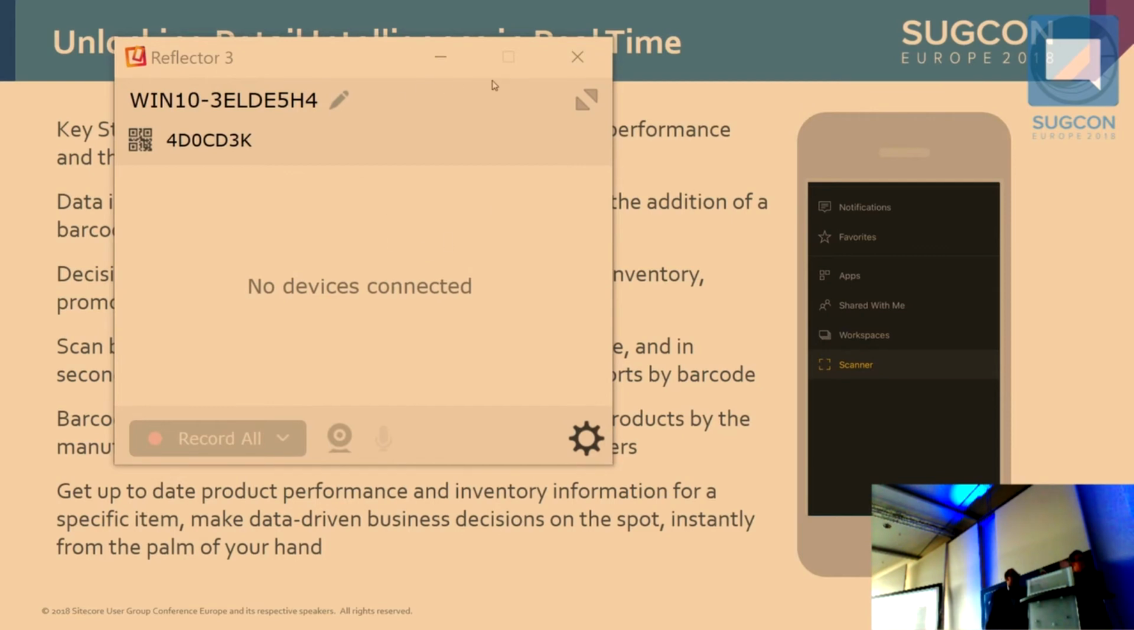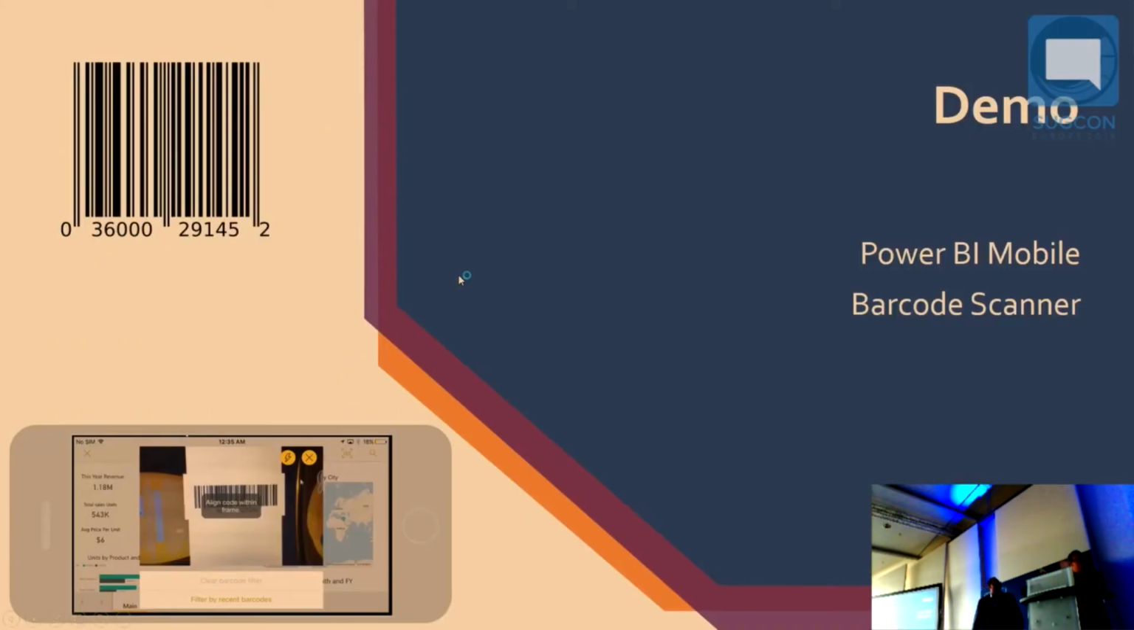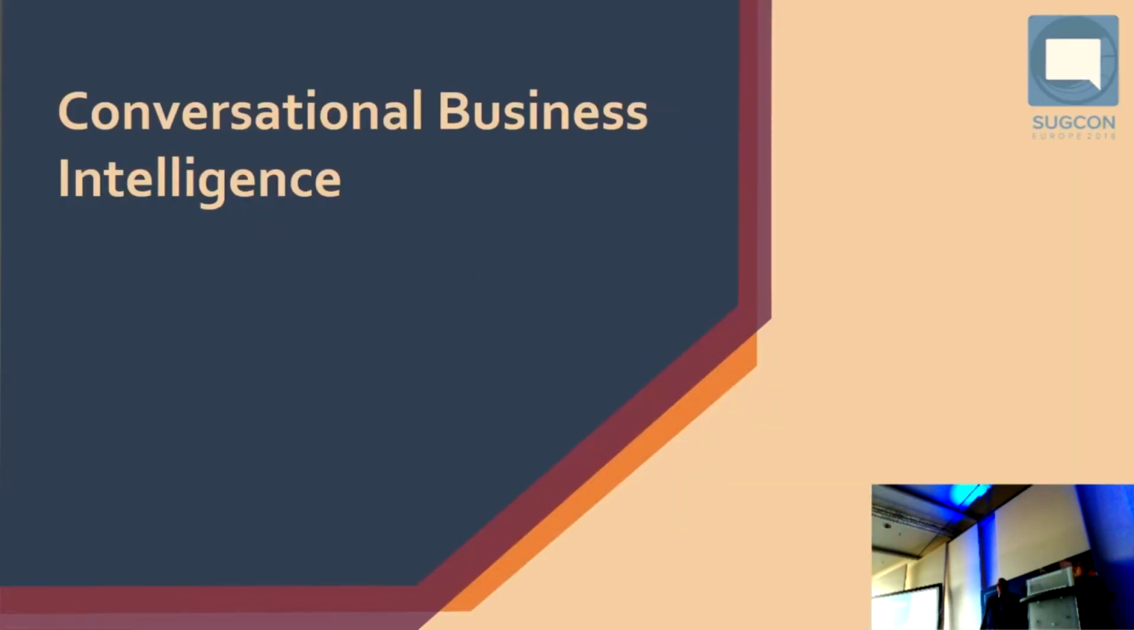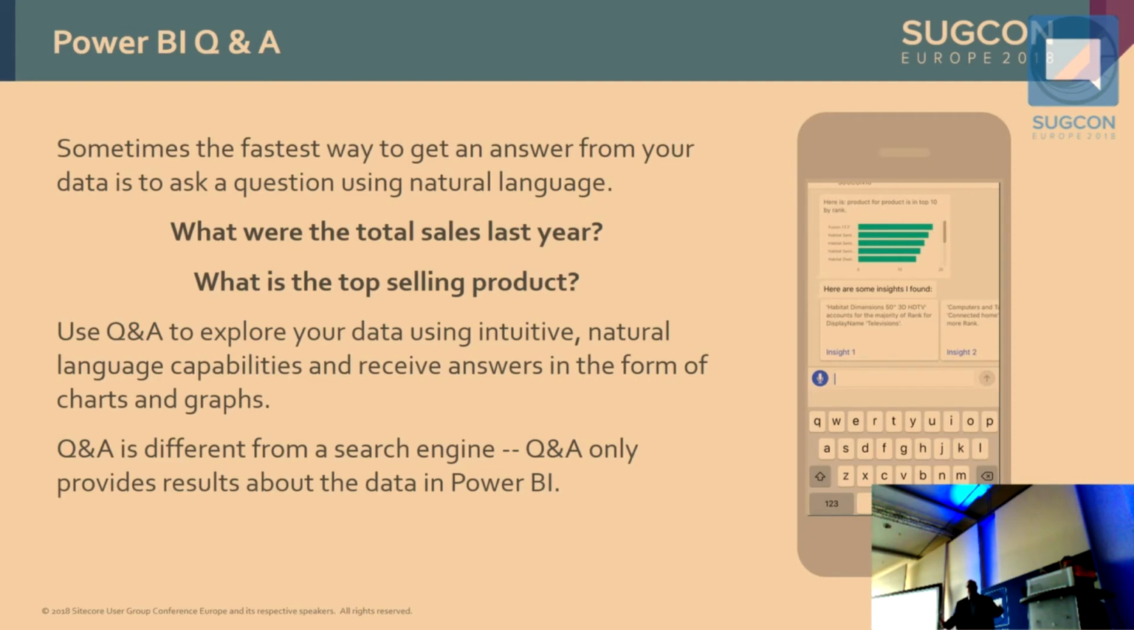So let's talk about conversational business intelligence, and this is really where the beauty of Power BI comes in. Sometimes you want to get an answer really fast, and you want it in natural language. So what were the total sales last year, or what's the top selling product? It's really intuitive to get answers to those questions when you're asking them in natural language format. And this Q&A type activity is really different from search, because it's just using Power BI data. This is your Sitecore data that you're able to ask questions to.